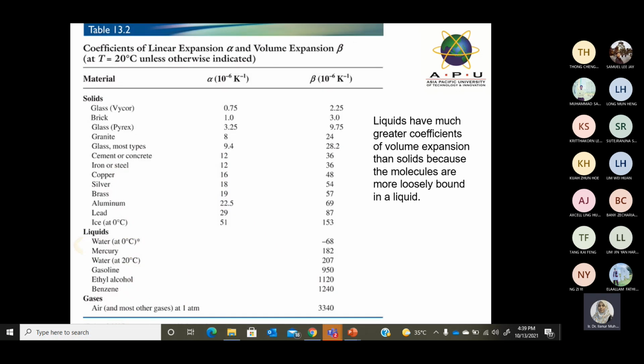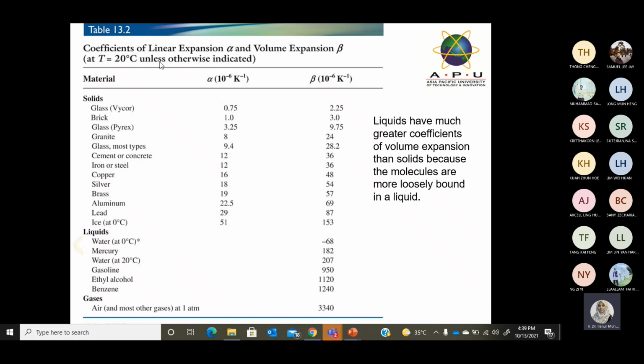Next is table 13.2, the coefficient of linear expansion alpha and volume expansion beta. For example, material under solid, for example brick. So brick, the coefficient is 1.0, but the volume expansion is beta equal to 3.0. So the table will be provided if the coefficient is not provided in the question. Okay, so check from the table provided.